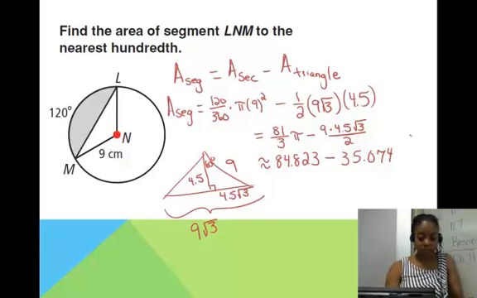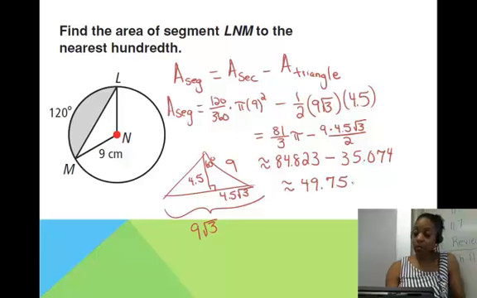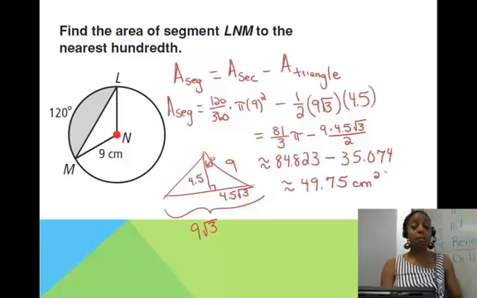And if I subtract those two, 84.823 minus 35.074, I end up with an area of approximately 49.75, and we're in square centimeters. So again, it's just the area of the sector minus the area of the triangle to get the area of the segment.